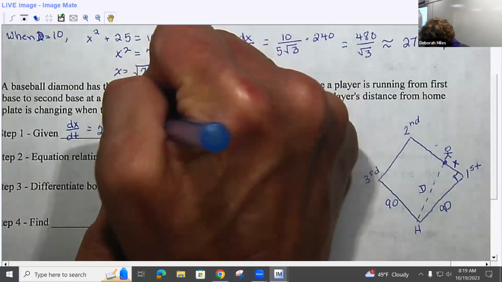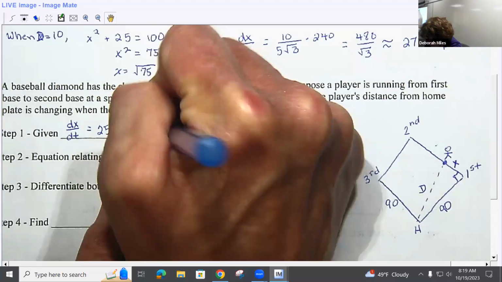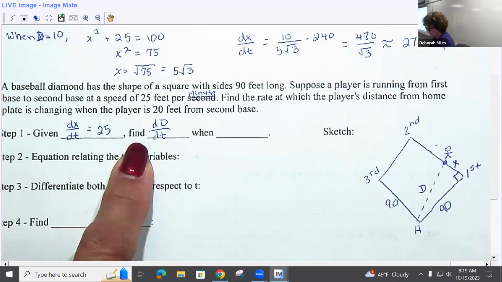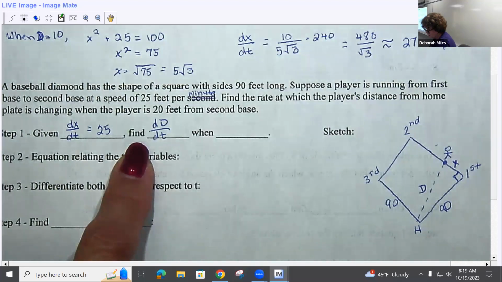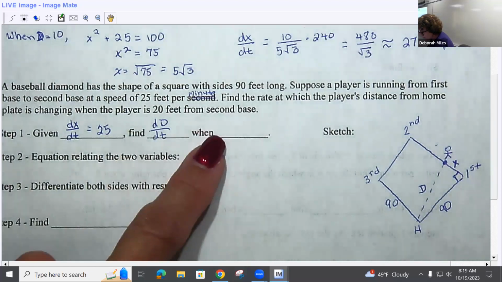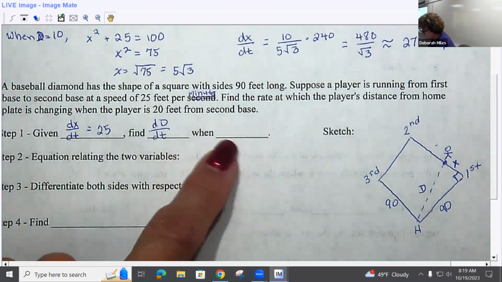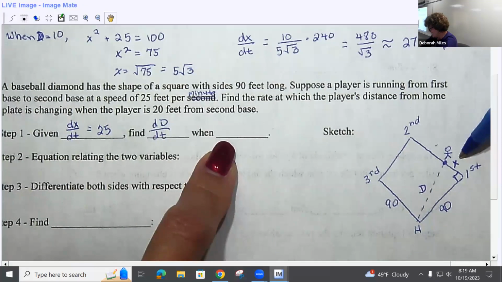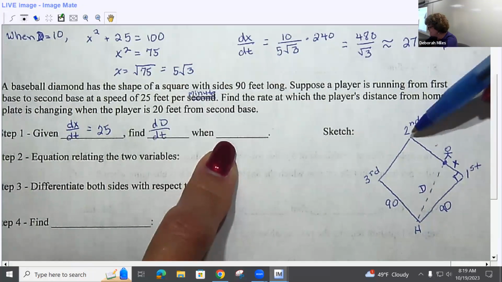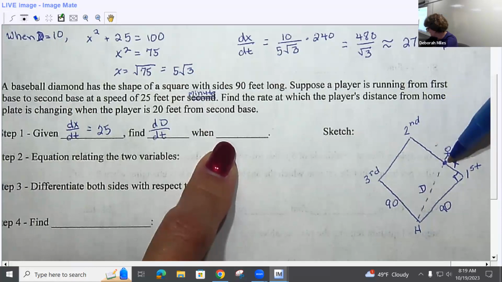All right, dd over dt. And then what other quantity are we given? Find that when 20 feet from second base. Is that the x or the other side? Is that the distance from the second base? That's distance from second base.